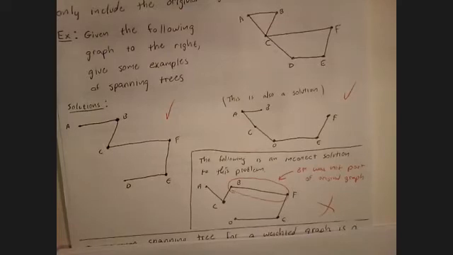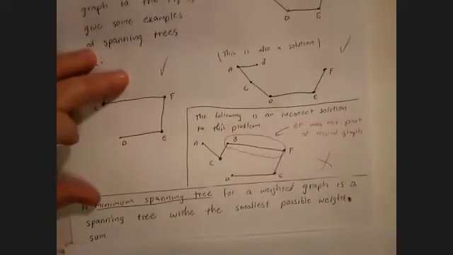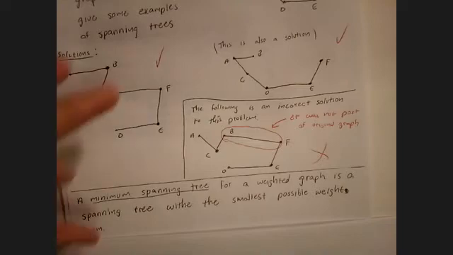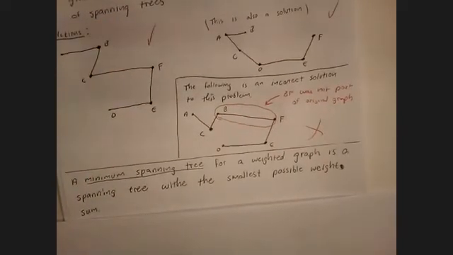All right, and then we got one more definition and one theorem, and that's it for this section. So the next definition is a minimum spanning tree. In order to do this, we need a weighted graph. We talked about weighted graphs in the last section. That just means I put some numbers next to my edges. So a minimum spanning tree for a weighted graph is a spanning tree with the smallest possible weight sum.